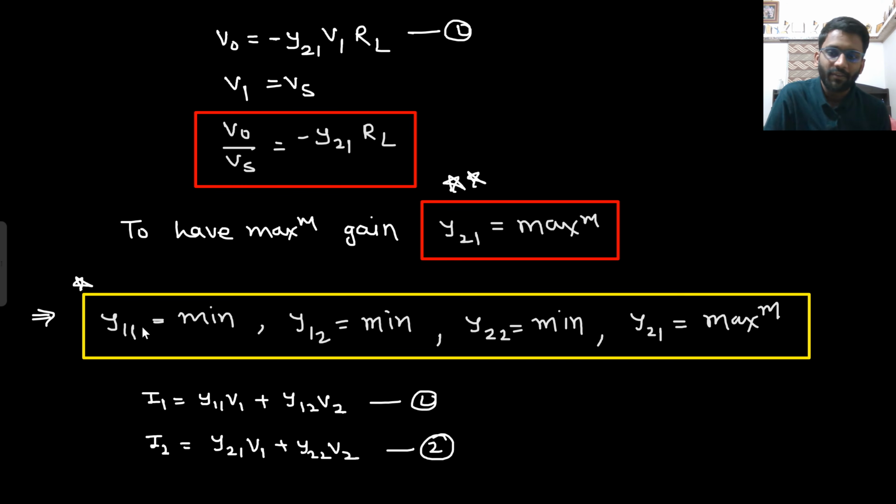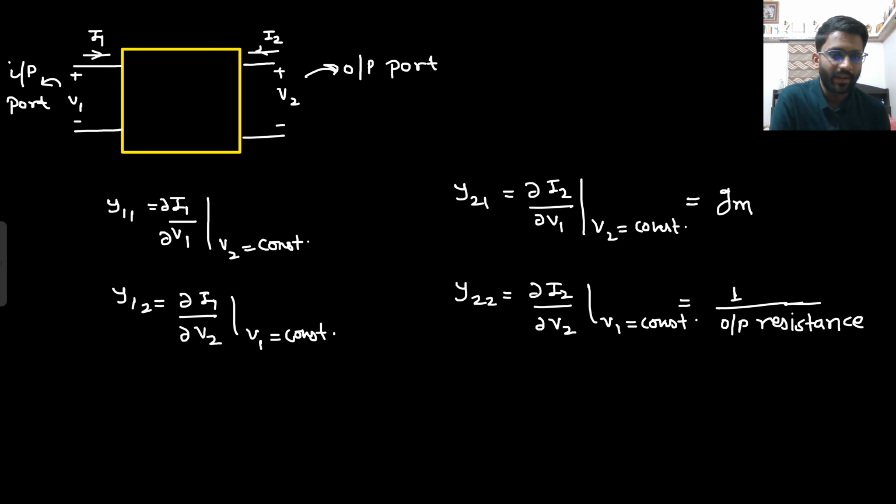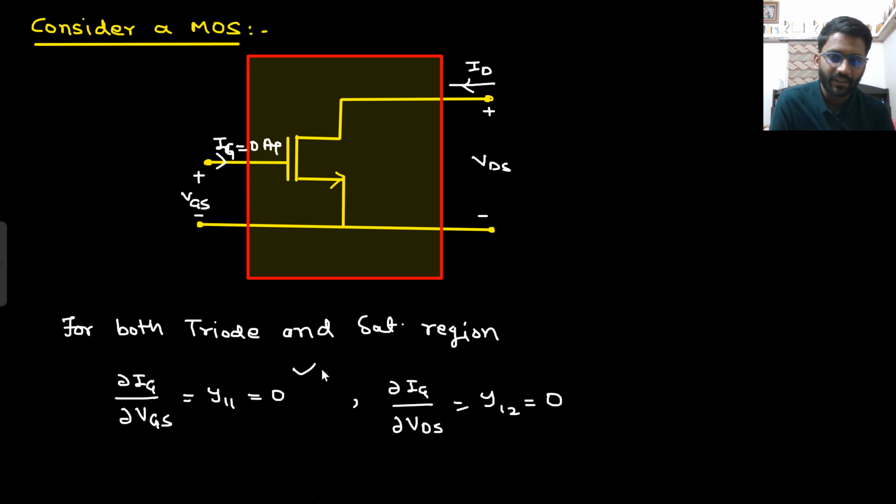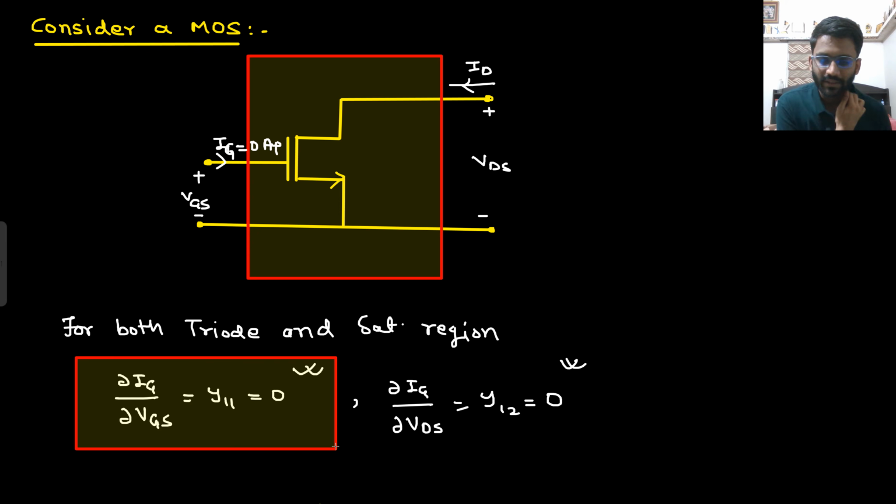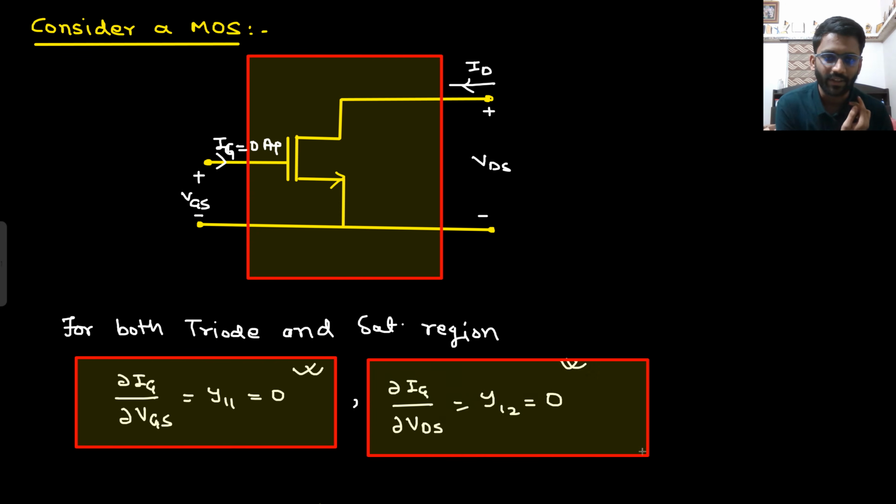And this is what we needed. We needed Y11 and Y12 to be minimum, and that is satisfied for both of the regions. For both of the regions, it is satisfied. This is also what we needed.